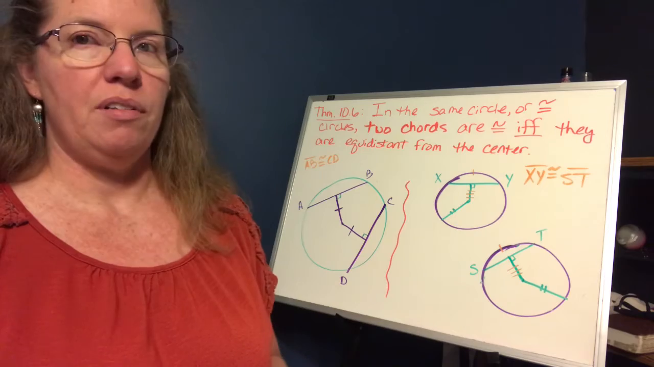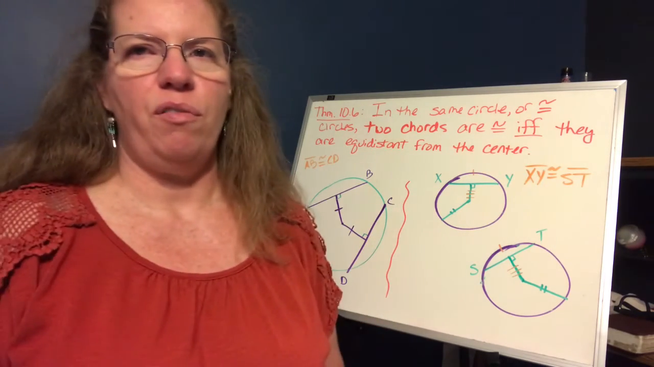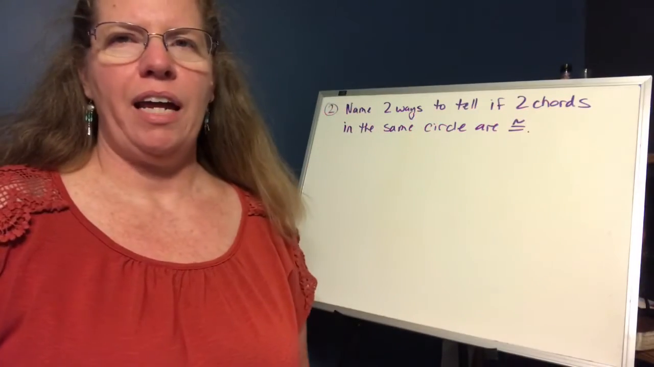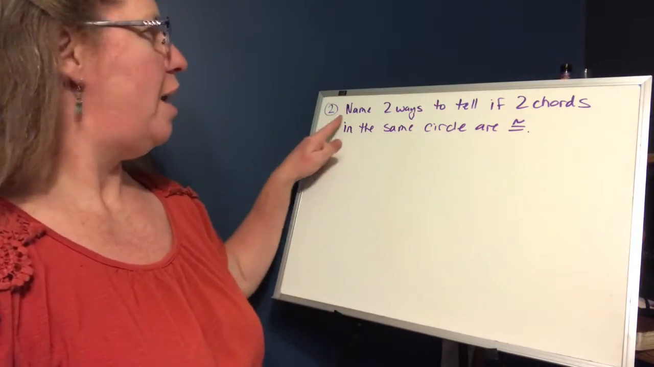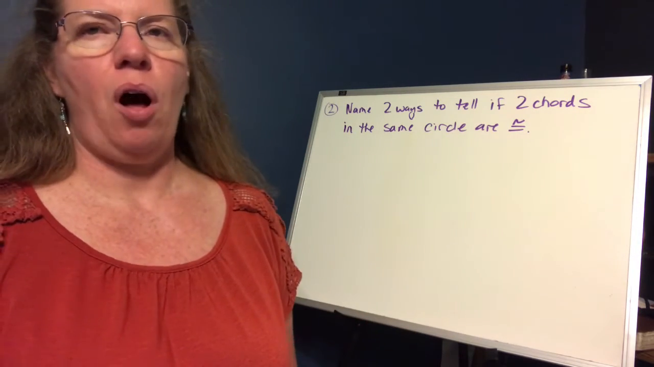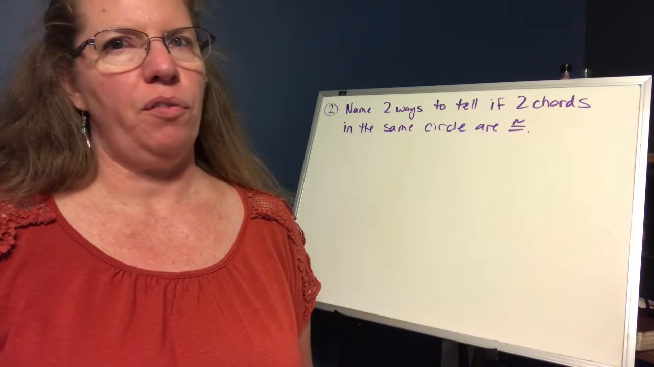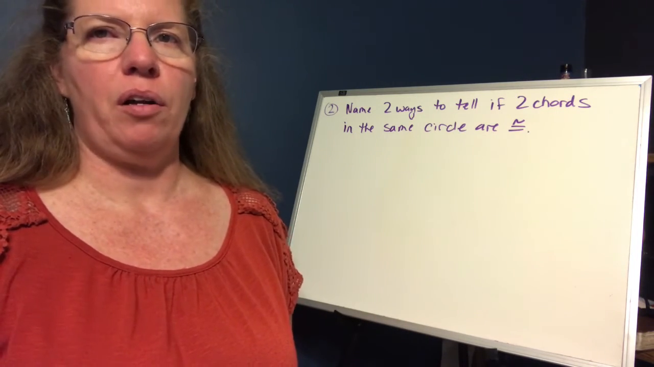Now we're going to do an example, kind of putting all this together and see how we can solve for our sides. All right, here's question number 2. Write these down for me. Name 2 ways to tell if 2 chords in the same circle are congruent. We talked about 2 different ways.